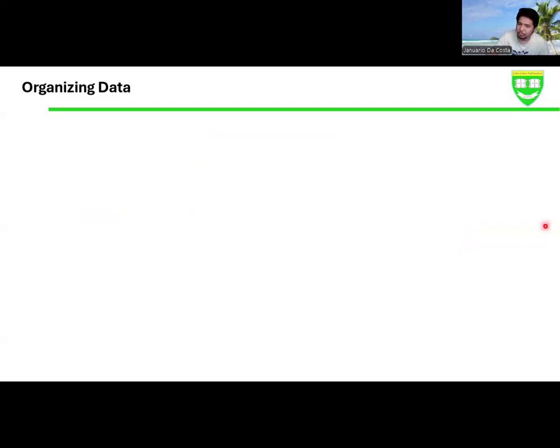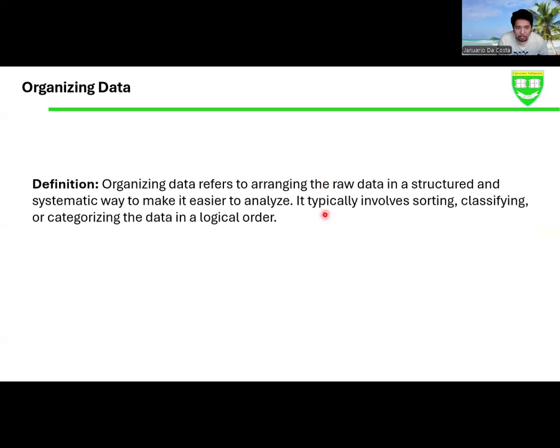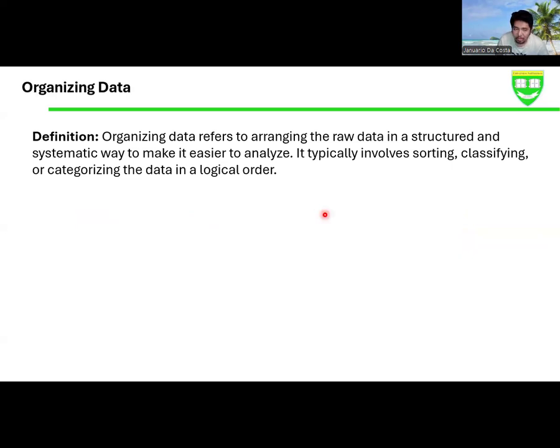What do we mean by organizing data? So the definition of organizing data is, Noemia, can you read this for us, please? Read the definition for us. Organizing data refers to arranging the raw data in a structured and systematic way to make it easier to analyze. It typically involves sorting, classifying, and categorizing data in a logical manner. Okay, so basically organizing data refers to arranging the raw data.